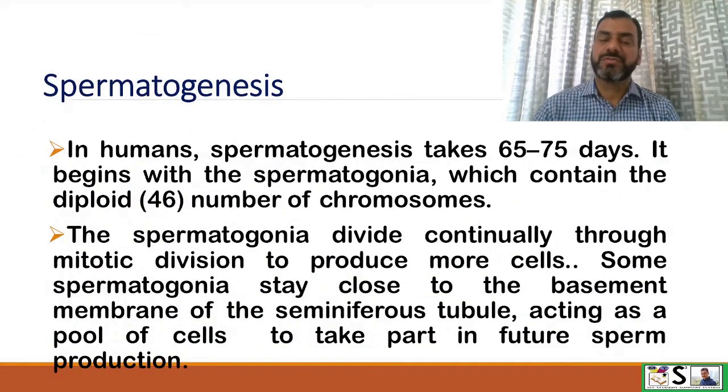In humans, spermatogenesis takes place in approximately 65 to 75 days. It begins with the spermatogonia, which contain the diploid number of chromosomes, that is 46. The spermatogonia divide continually through mitotic division to produce more cells. Some spermatogonia stay close to the basement membrane of the seminiferous tubule, acting as a pool of cells to take part in future sperm production.